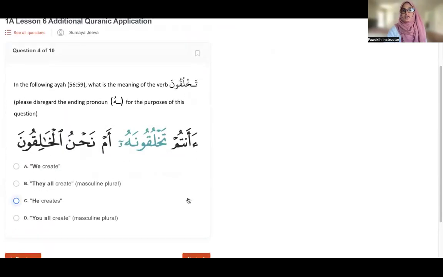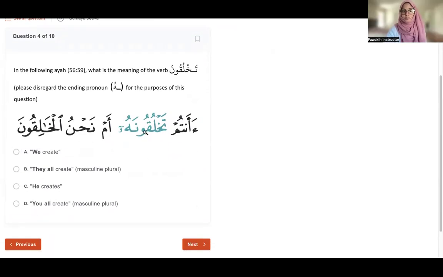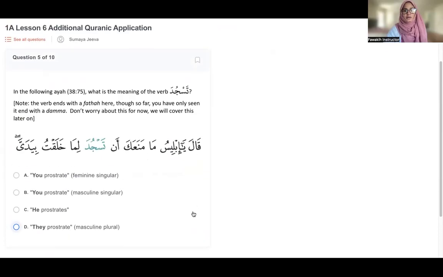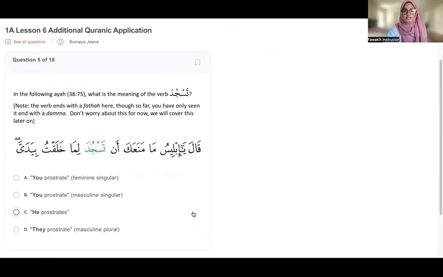Okay, what's the meaning of تخلقون? This is an added pronoun. That's what they're saying. Disregard this huwa. Just look at تخلقون. D. D, you all, yes, تخلقون. How would it have been if it was they all create? يخلقون.